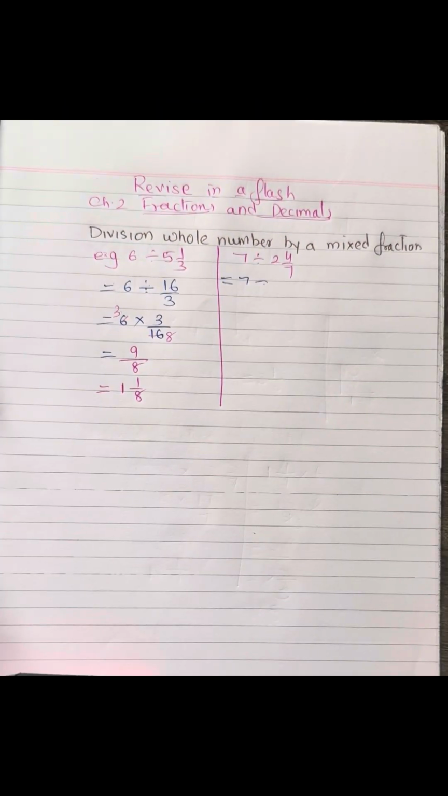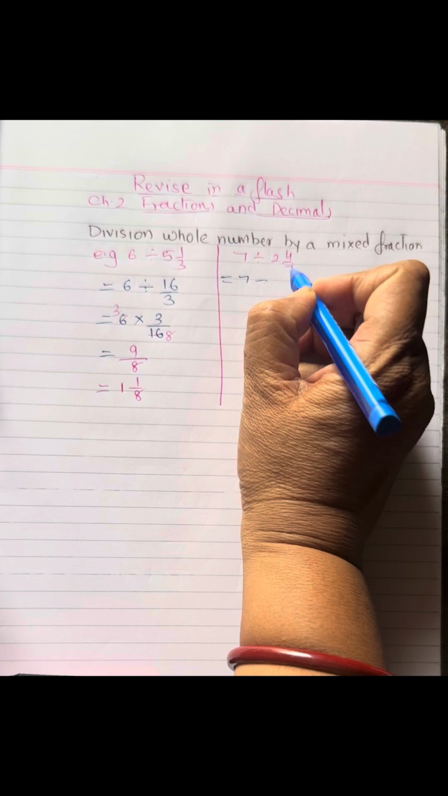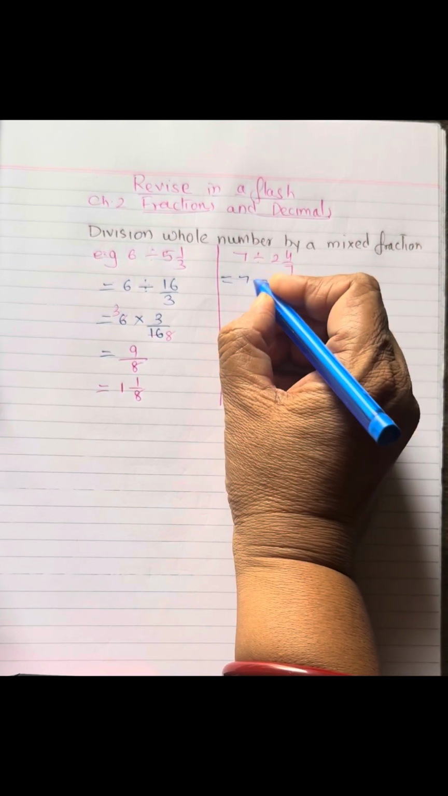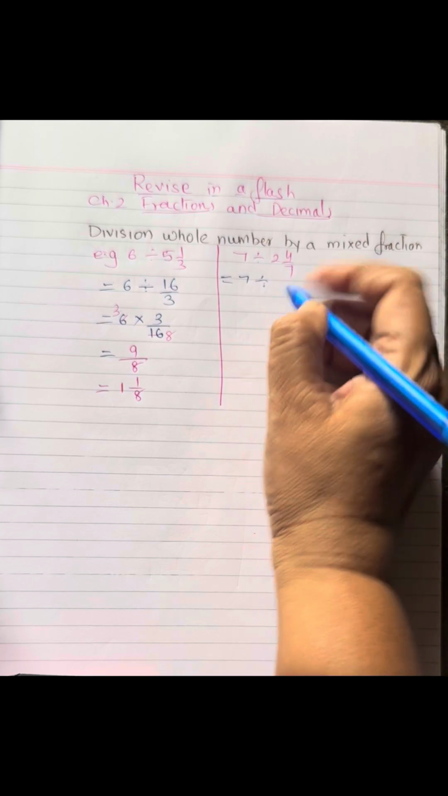Now let us take another example of division of a whole number by a mixed fraction. So 7 divided by 2 whole 4 upon 7. We write 7 as it is, the division sign as it is, and convert this into improper first.